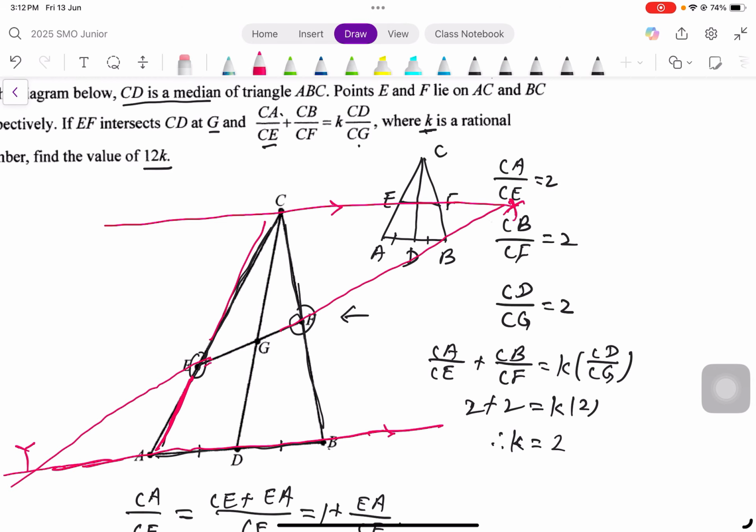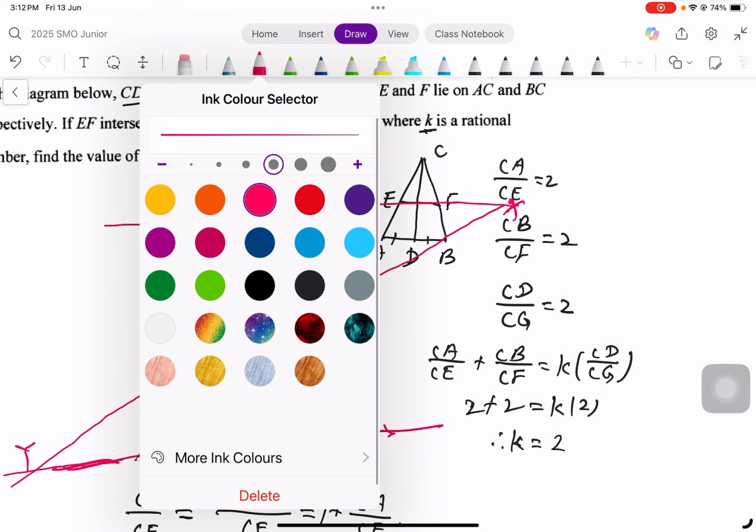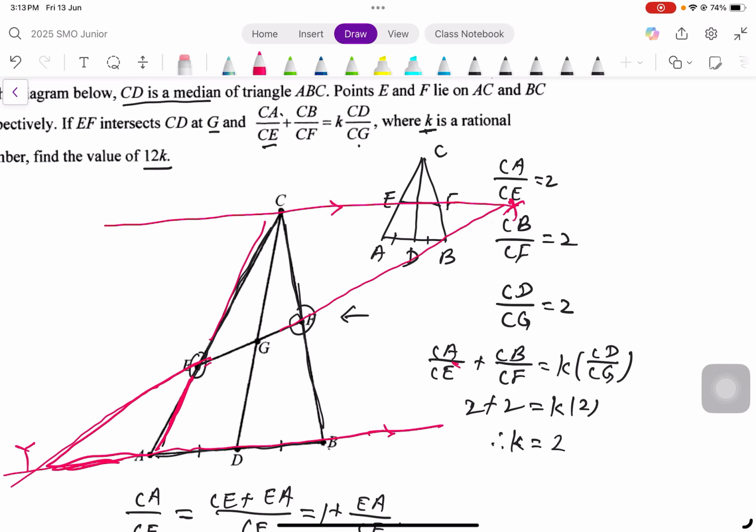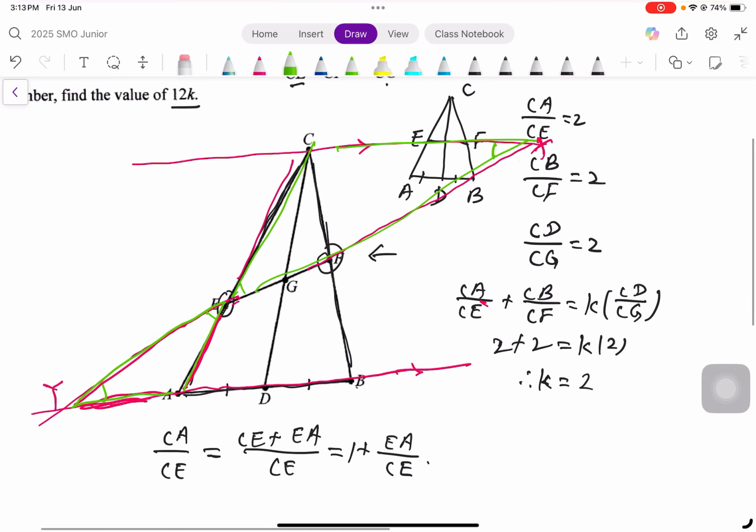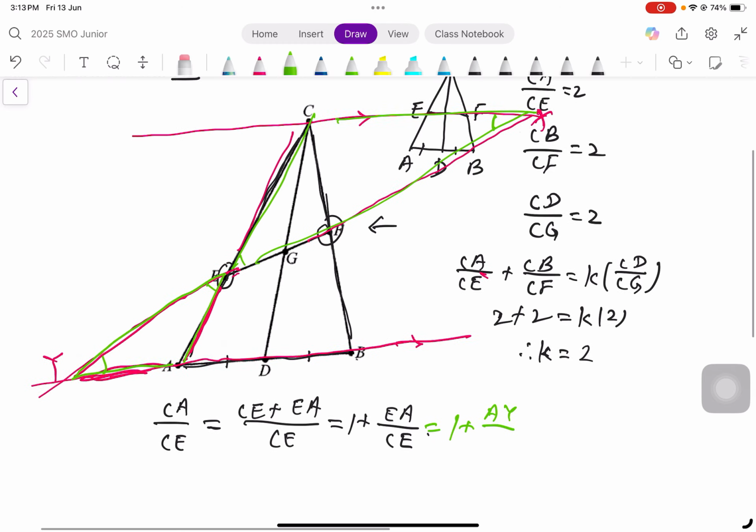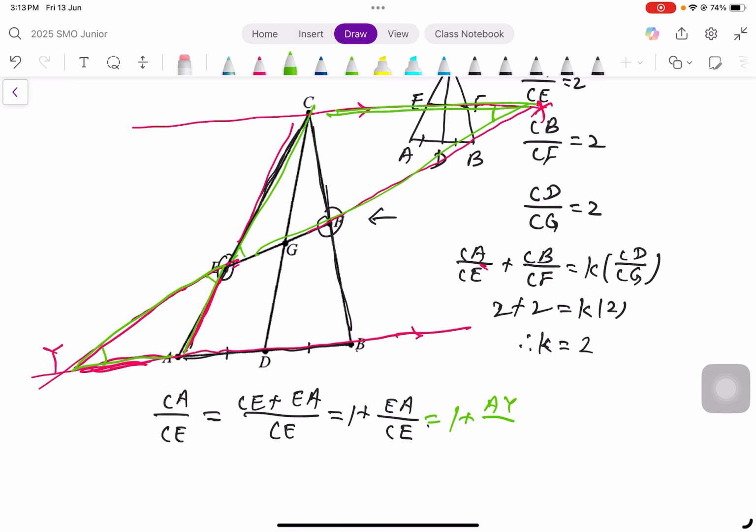It's the same as AY over CX, because these two triangles are similar. You can verify yourself: this angle and this angle are the same, and because of the parallel lines, these angles are the same too. So the two triangles are similar. Therefore CA over CE is 1 plus AY over CX.